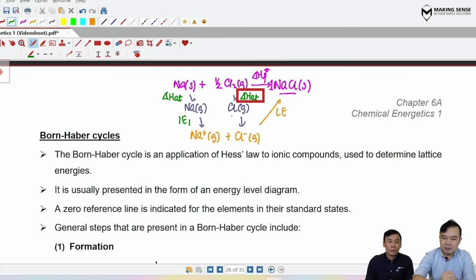And how about from chlorine into the ion? It's the opposite of taking out electron, so it's EA, putting in the electron. That's right. So there you have it. This is the complete Born-Haber cycle, right?